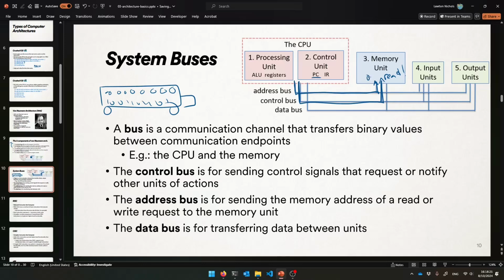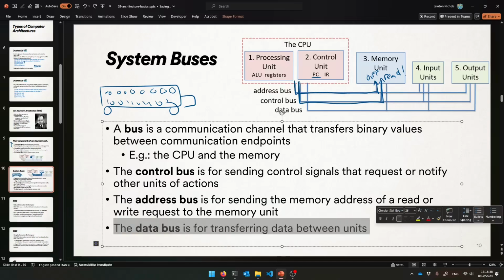Like address, I don't know, 0xFF or something. Who knows? It's some address that you want to read from. And then finally, the memory unit's like, all right, you have an address. You want to read from it. I understand what you want. I'm going to send information back to you. And so the data bus is the third place for transferring data.